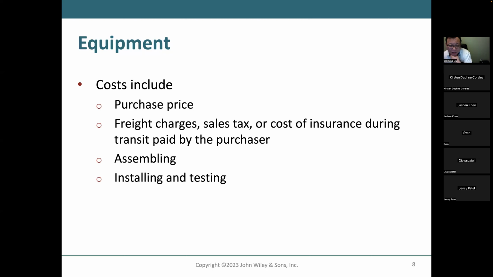For this equipment, you probably pay GST 5%. But if you are a business that is able to get GST back, then in that case the GST is not a non-refundable tax. Cost of insurance during the transit, paid by the purchaser.